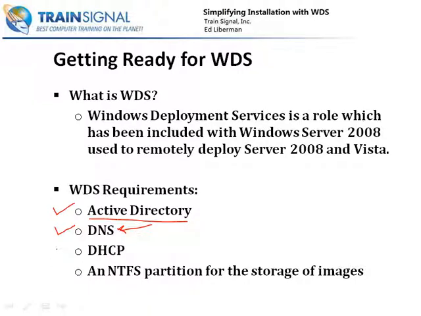So the third requirement is you must have a DHCP server ready to hand out IP addresses to the clients who want to get images from the Windows Deployment Server. And the last requirement is that you must have an NTFS partition to store the images on the WDS server. Now here's the thing, you might be thinking to yourself, well, of course I have an NTFS partition. I mean, pretty much everything's NTFS these days. Although that may be true, remember that these images can end up using quite a bit of space, so you may want to have a dedicated partition for these images.